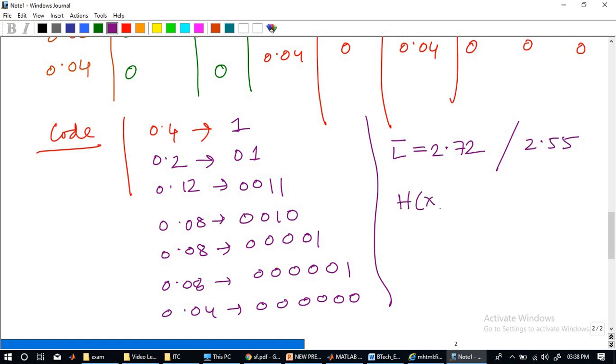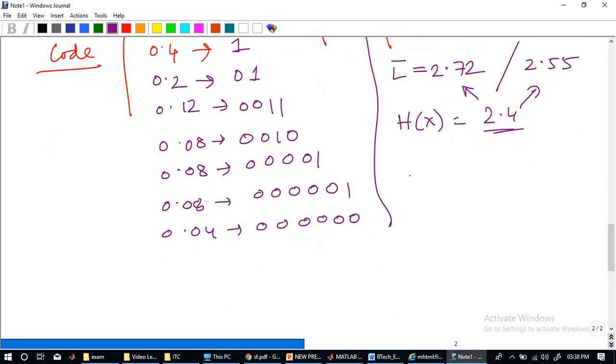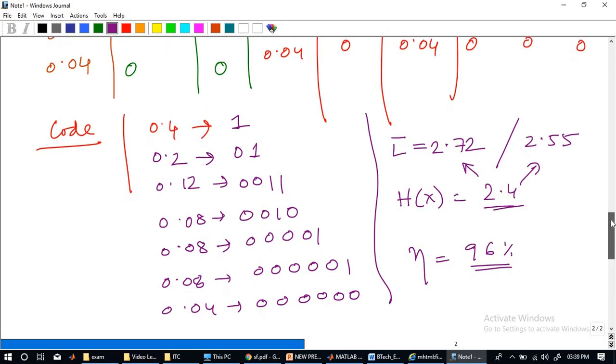Can anyone give me H(X), which is the same for all? 2.4, okay. In both cases, you can check Shannon's rule that H(X) is less than L average. So both answers might be correct. Someone might have made a mistake. But whatever it is, you find the efficiency. 96%. Okay? 96%.